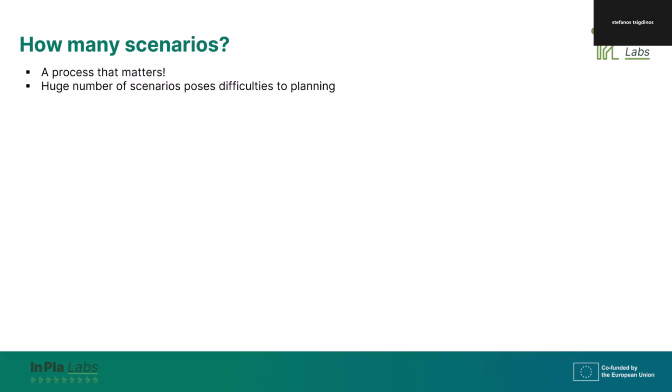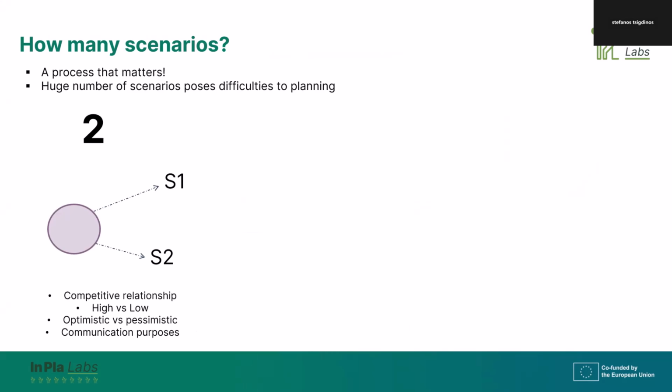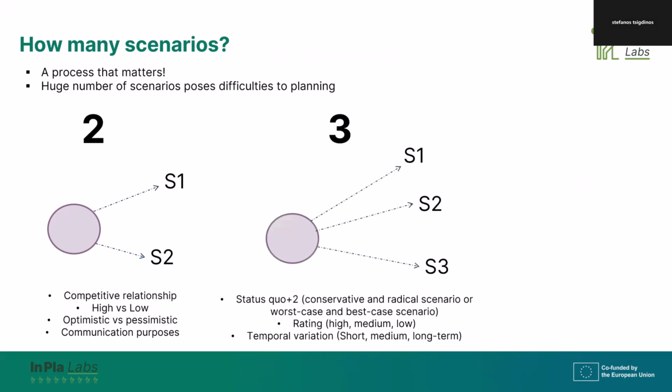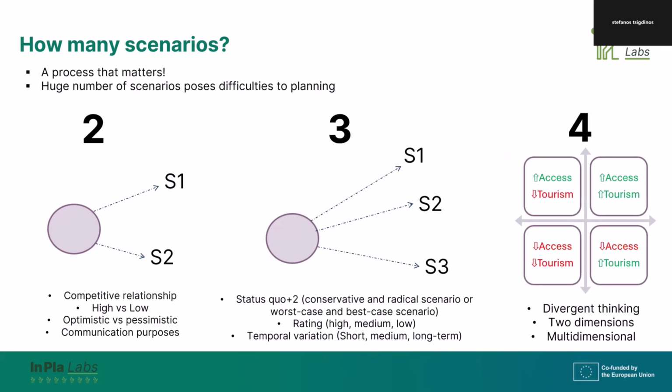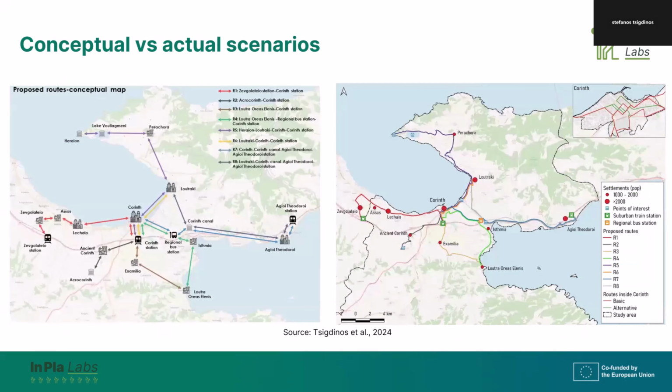So one also important question and issue about scenarios, how many of them? We have 2, high versus low. We have 3 when we have the existing condition and 1 worst case and best case scenario, or something related to temporal variation like short, medium, and long term. And also 4, which is the cross, when we have 2 dimensions and they formulate 4 different kinds of future conditions.